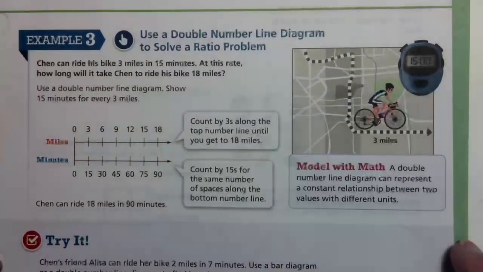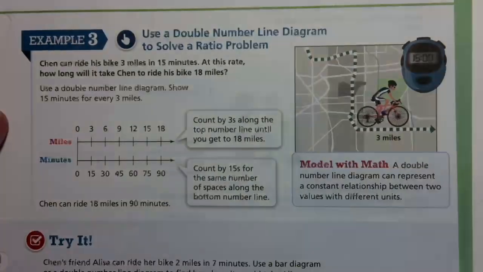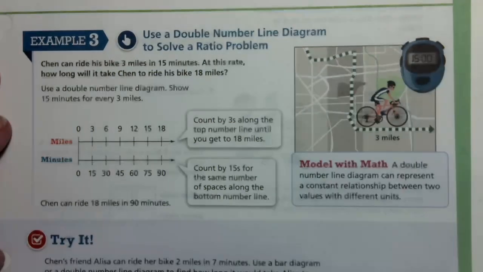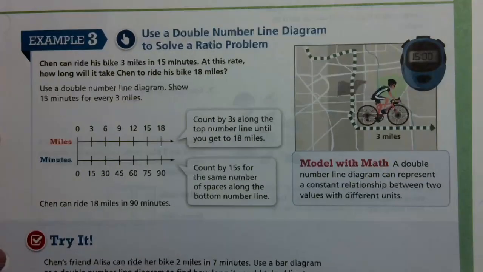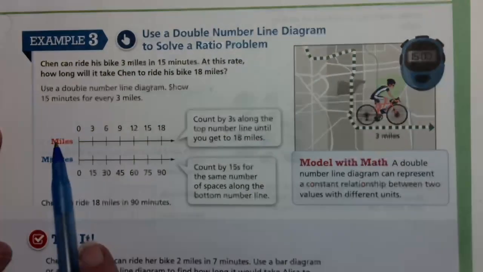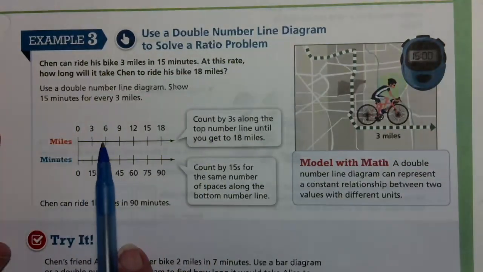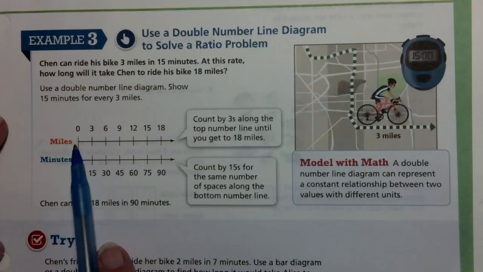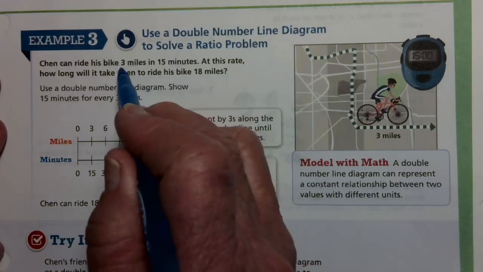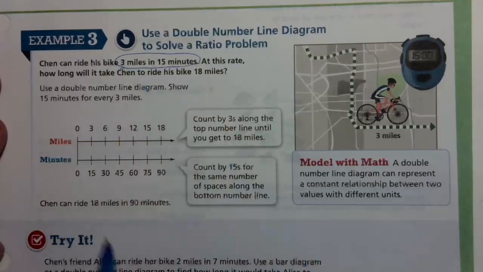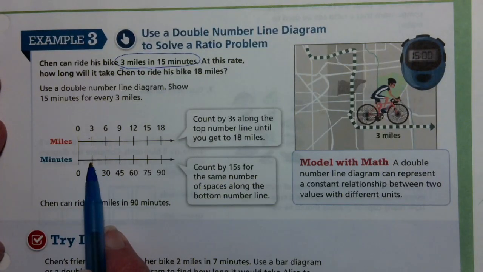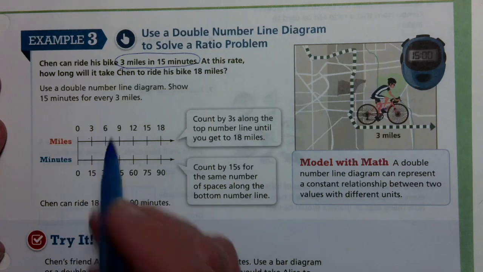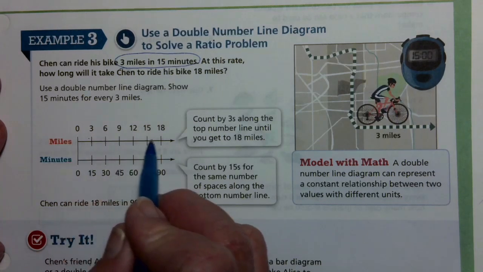Example 3. Chin can ride his bike 3 miles in 15 minutes. At this rate, how long will it take Chin to ride his bike 18 miles? 18 miles. We're going through 3 miles in 15 minutes. So we've got one bar here that's got equal increments growing by 3 each time, because that's what they told. We know this. We know that. So for every 3 miles, it takes him 15 minutes. 15 minutes for 3 miles. So we're going to break this up into batches of 3 going across here.